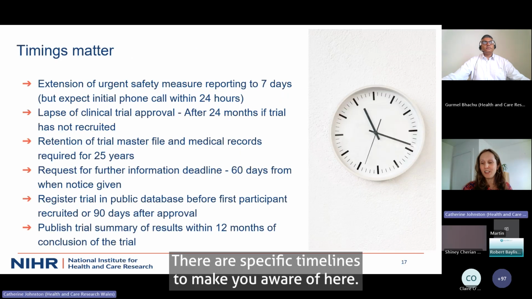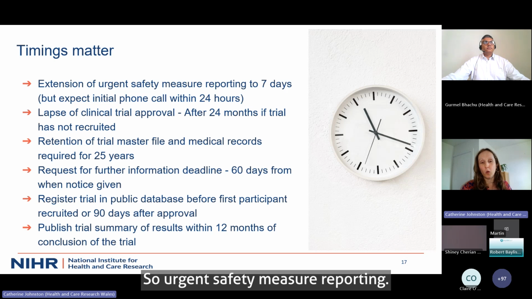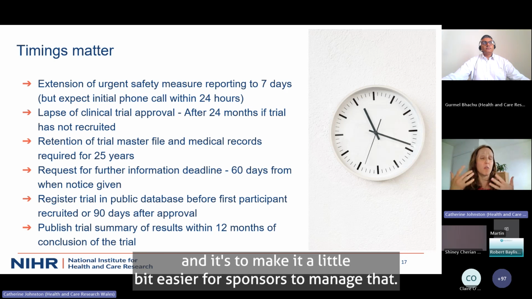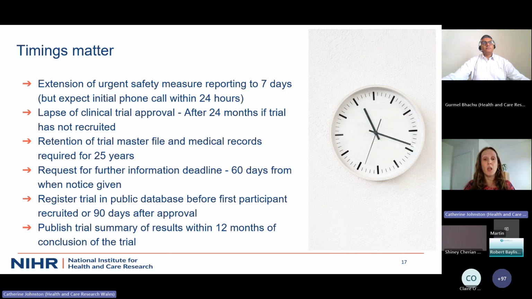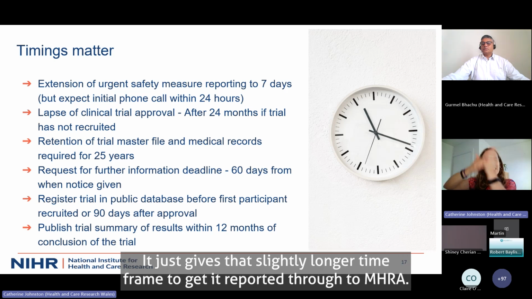There are specific timelines to make you aware of here. So urgent safety measure reporting, relating to sponsors, is increasing to 7 days. This is to bring it in line with other countries who were allowing that, and it's to make it a little bit easier for sponsors to manage. But they would still be expecting that initial phone call within the 24 hours. It just gives a slightly longer time frame to get it reported through to MHRA.